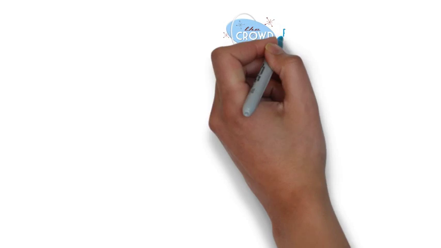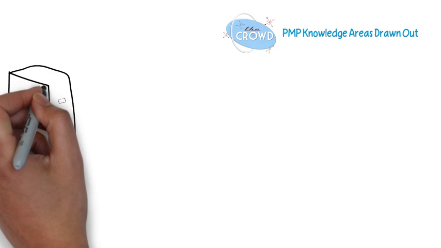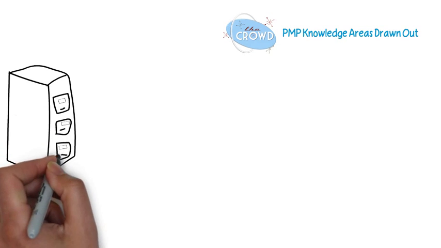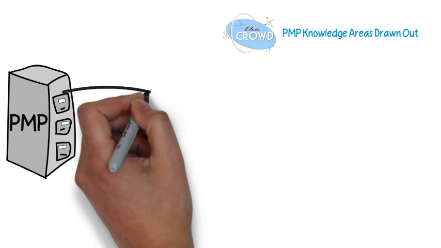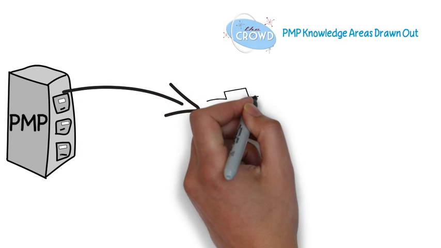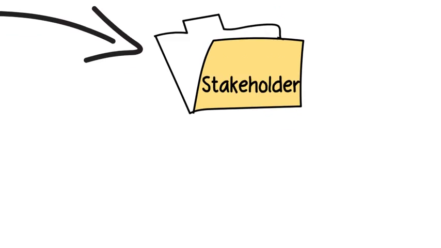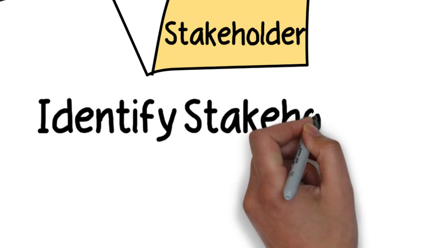The crowd. Project management drawn out the knowledge areas of the PMP. So how I like to think about it is that the project management plan is like a giant file cabinet, if you will, and inside it is all the different folders of the project management plan focused on the different areas. And this one, we're going to focus on the knowledge area, to be more precise, of stakeholder management. The first process in the PMBOK 5th edition is identify stakeholders.